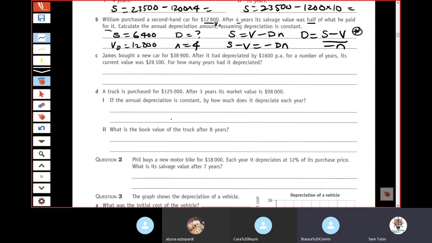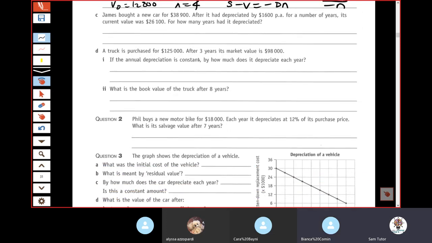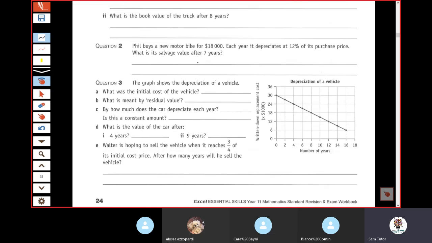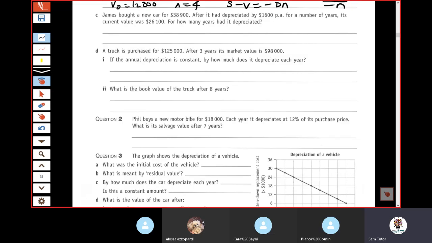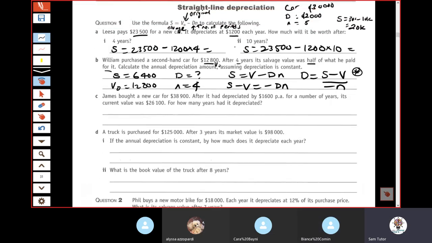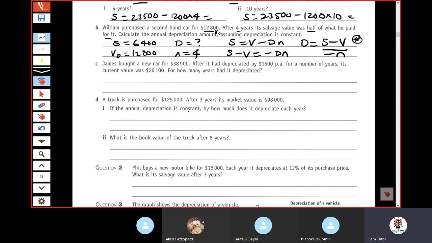Truck is purchased for 125. Yep, that's easy. All right, here's a good one because it says a percentage. So remember, the idea with straight line is it's the same amount every year. D was not a rate. It was the actual depreciated amount. So it lost like $2,000 or something like that.